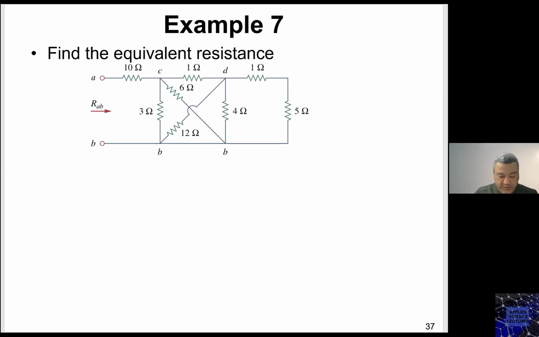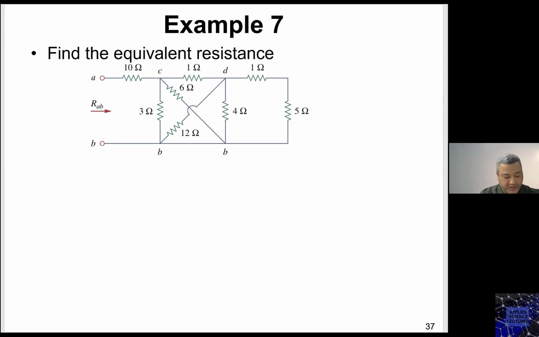Now let's do this example number 7 here. We want to find the equivalent resistance. This one is a bit tricky. However, if you pay attention to how the resistors are connected, it should be easy to solve. The most important thing is to keep in mind the definition of the node. If you understand the definition of the node, then things would be way easier to solve.